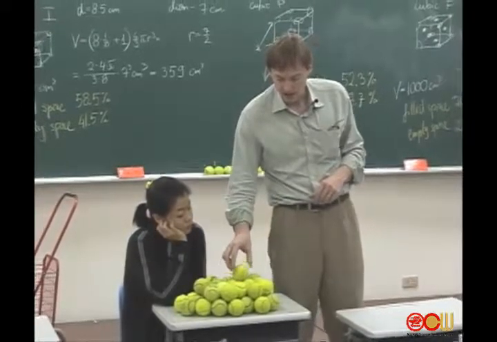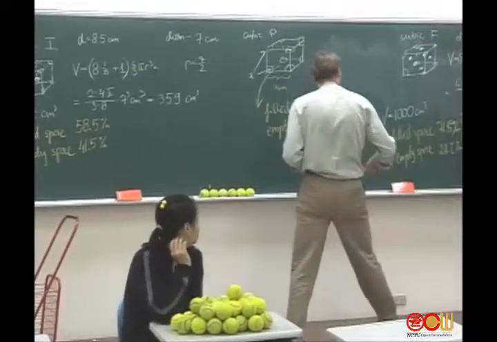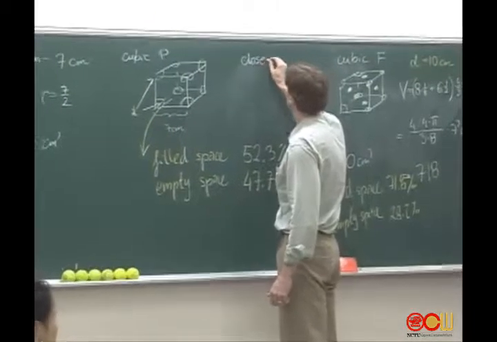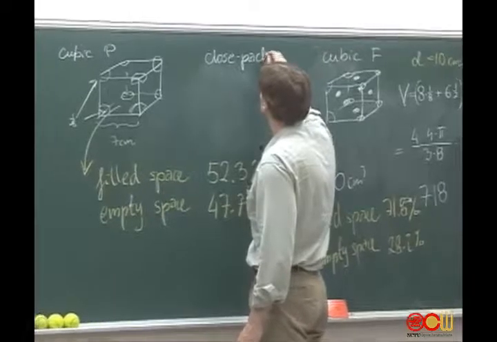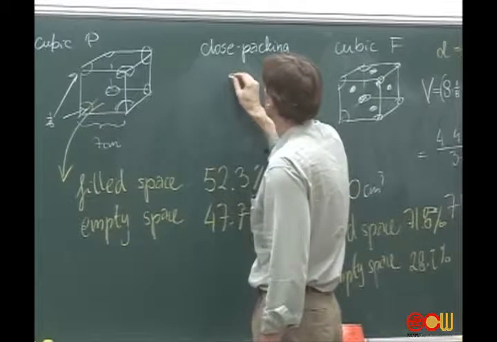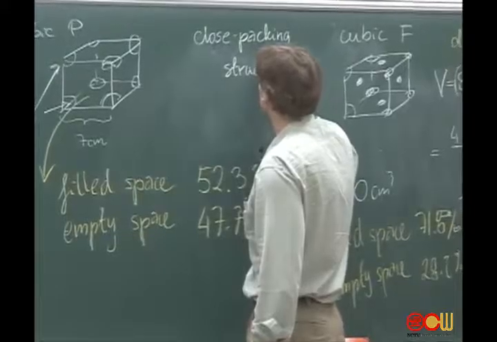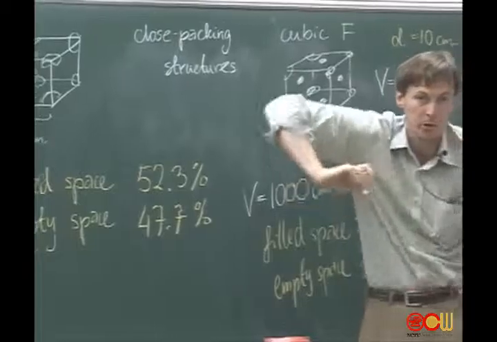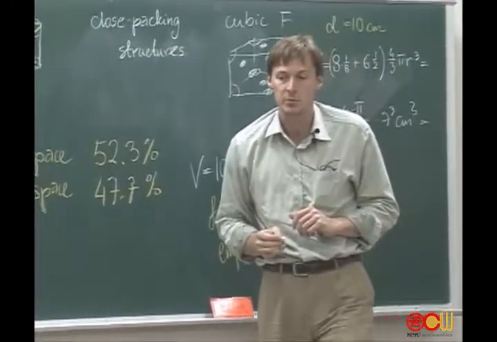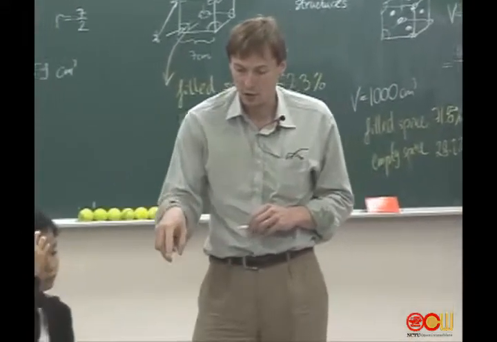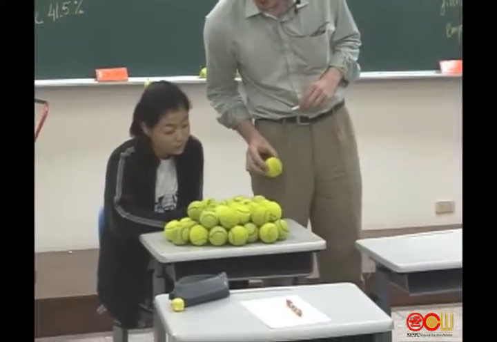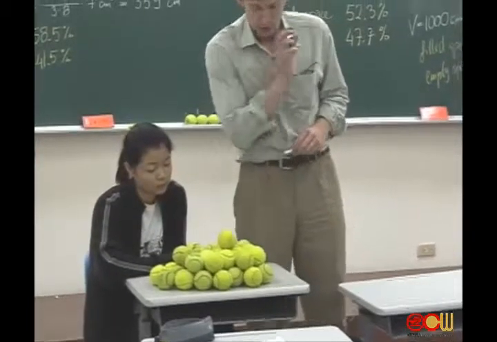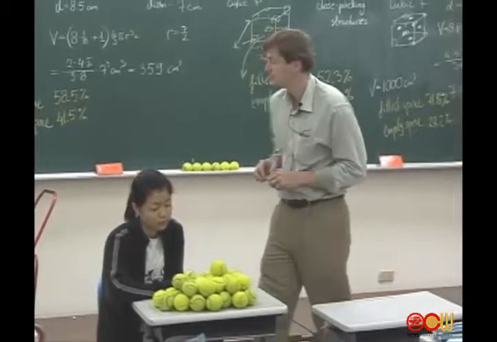Both of them are called close packing structures. Close packing means that the balls are as closely packed as possible. But now, depending on where I put the next one, we can have either hexagonal close packing or cubic close packing.